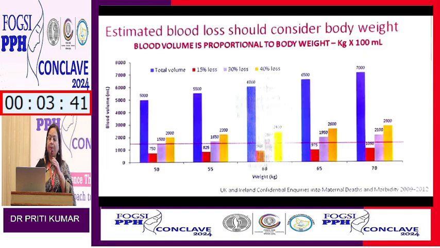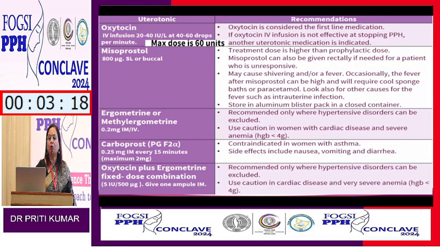This I'll skip. Again, important to understand is always consider the BMI of the patient, because this is related to the blood loss. It is kg into 100 ml. Like if the weight is 35, the blood volume will be 3,500 ml. So 15% of the blood loss will be different in a 30 kg weight and a 35 kg weight. So it is important to keep the BMI also in the loop.